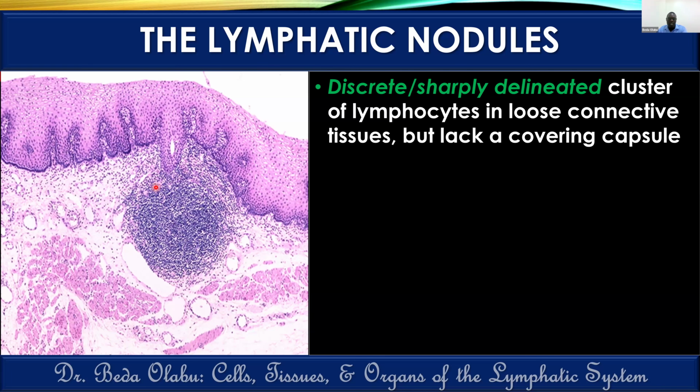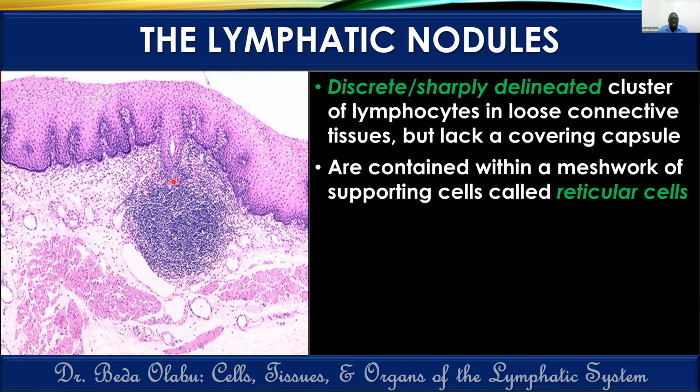So we agree, yes, we do not have a covering capsule, just like the previous one. But there's something unique about this that we didn't see in the other one. This one has a discrete boundary. We can tell that actually this accumulation is reaching somewhere there. We can surround the boundary vaguely, but at least we can say that there's a boundary, unlike the other one where there was no sharp boundary. So lymphatic nodules are discrete. They have a sharply delineated boundary. We can see the boundary, but the boundary is not a capsule.